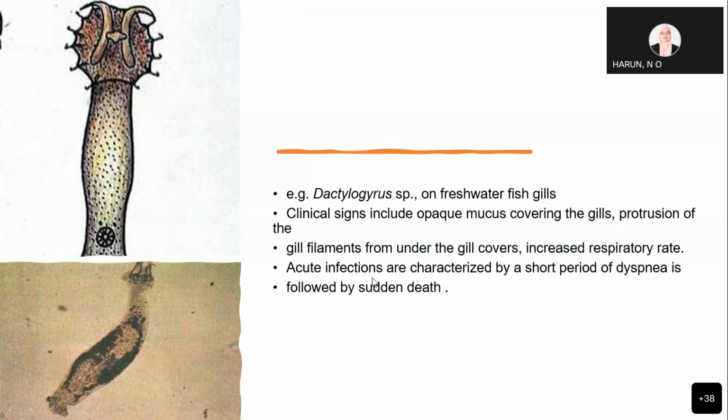Acute infection are characterized by a short period of dyspnea followed by a sudden death. Okay, sometimes kita tengok tiba-tiba kenapa ikan kita mati, especially the ornamental fish. Ornamental fish selalunya adalah dari freshwater. It might be caused by this kind ataupun this fella daripada Monogenia.